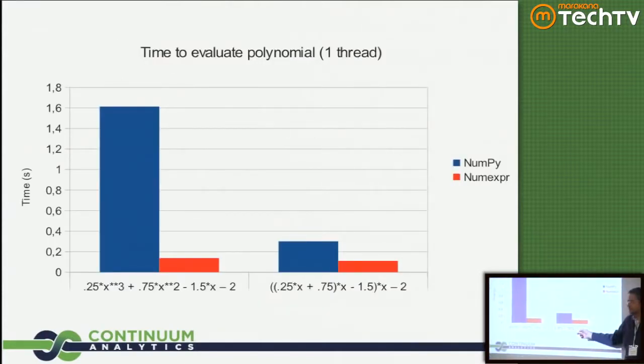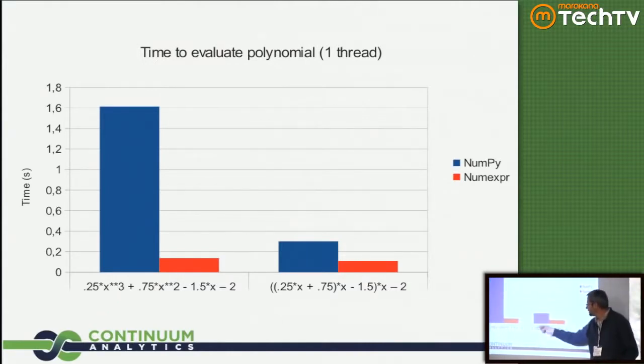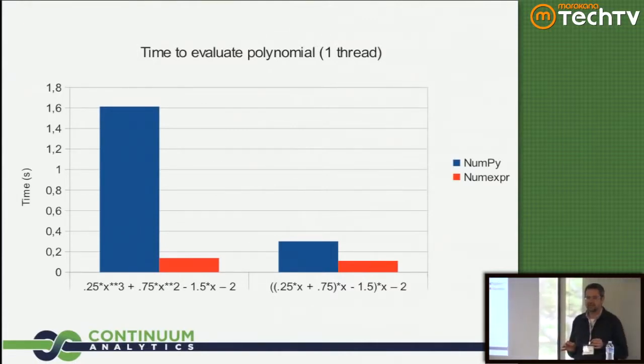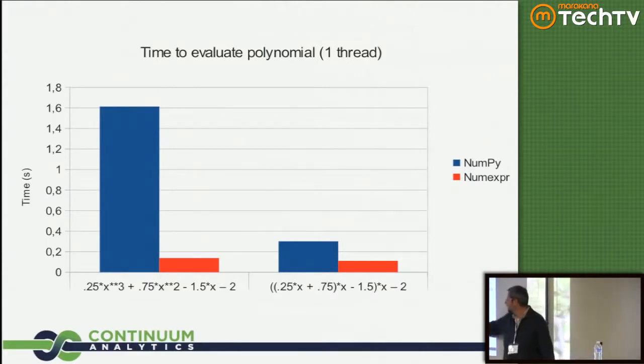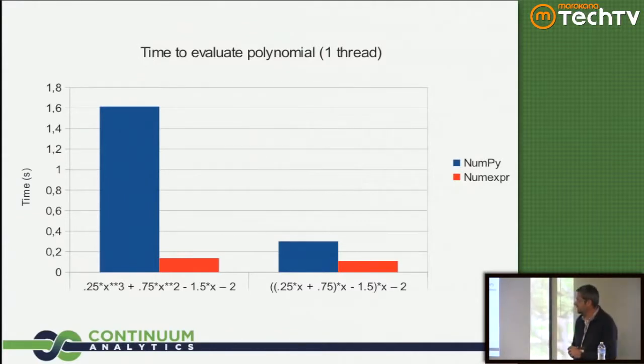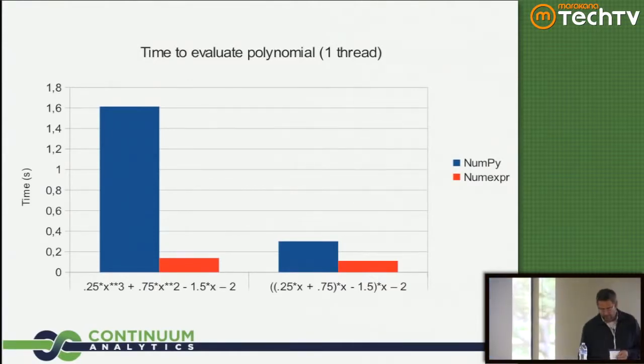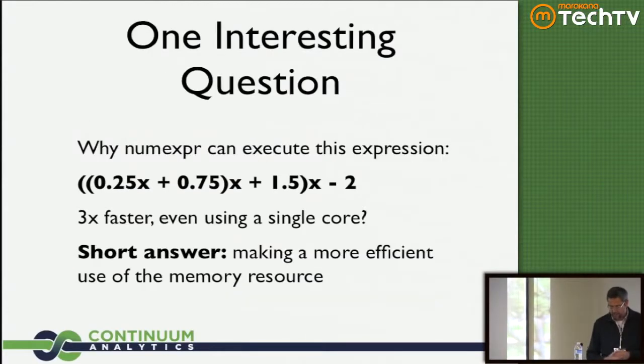However, in this case we don't have this expansion, and Numexpr and NumPy are executing exactly the same thing. Okay? However, Numexpr can still do much better than NumPy. And in this case, you are right, there are some temporary objects that are making this evaluation slower. So let me explain why NumPy is so slow in this case.